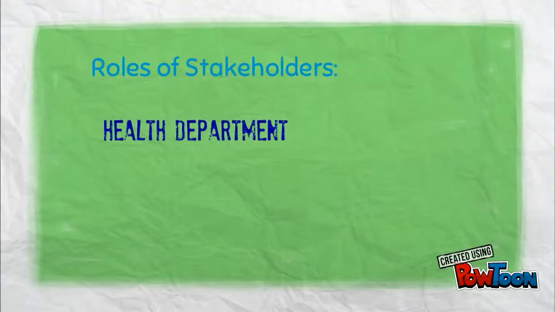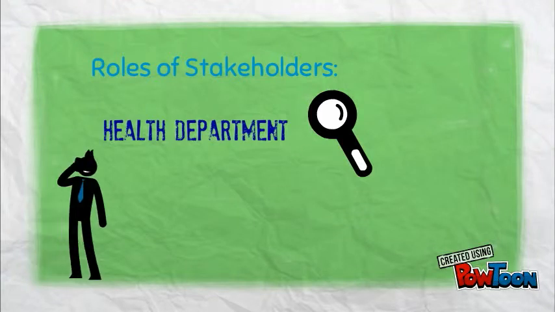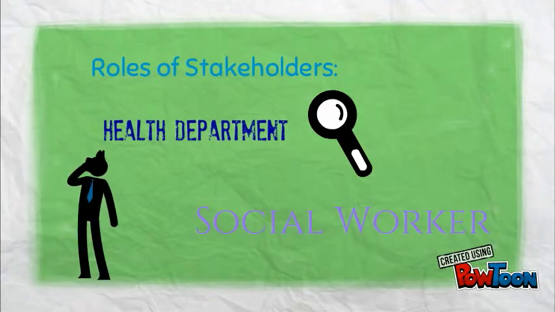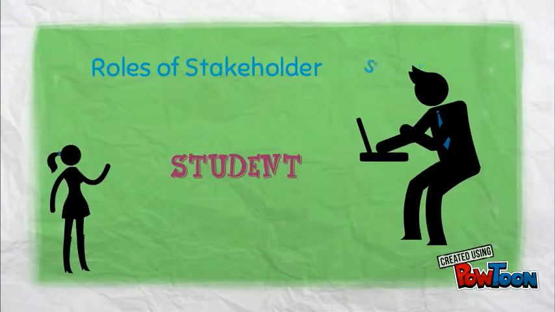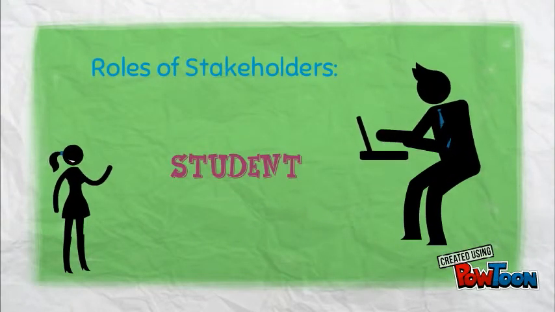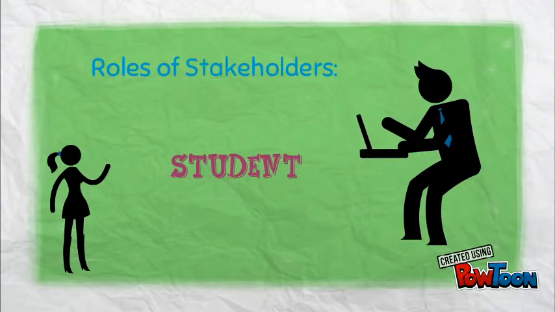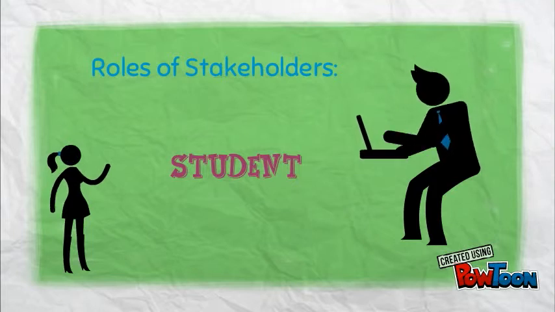The role of the health department is to monitor statistics of mothers and newborns addicted to drugs at delivery. The hospital social worker's role is to provide referrals for rehab if needed. And the role of this student is to provide education on the use of drugs, as well as effects on the newborn, rehabilitation, and support services that are available.